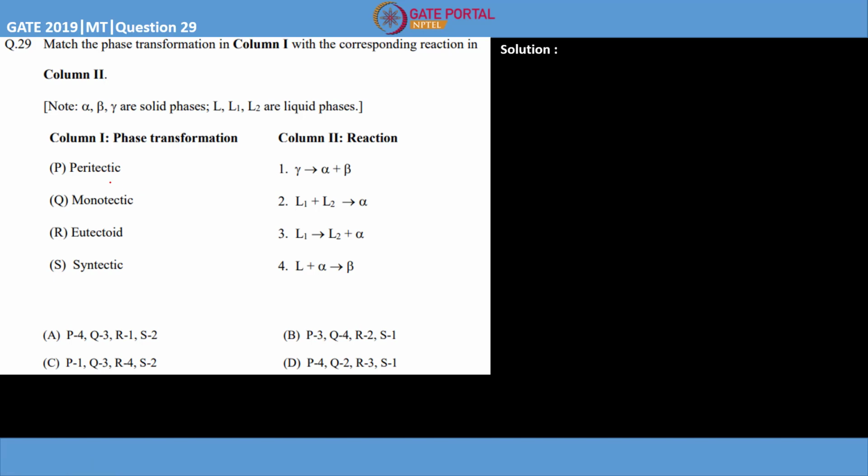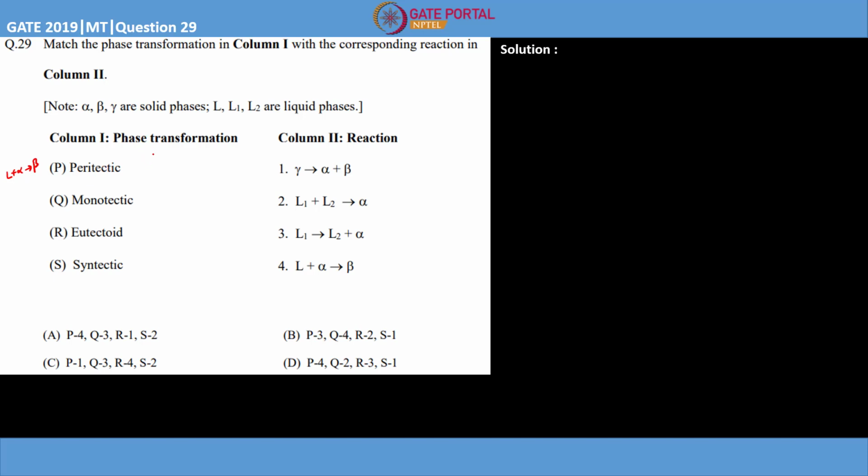So the first phase transformation name they have mentioned is peritectic reaction. So in this peritectic reaction, what will happen? Liquid will combine with a solid phase. Let's say that solid phase is alpha, and it will give you another solid phase, and let's say that is beta phase. So liquid plus solid will give you a completely different solid phase. So liquid plus solid will give you another solid, and this reaction we call a peritectic reaction.